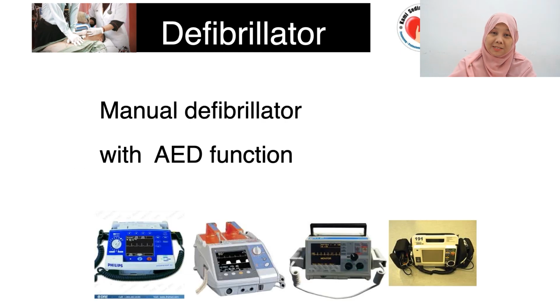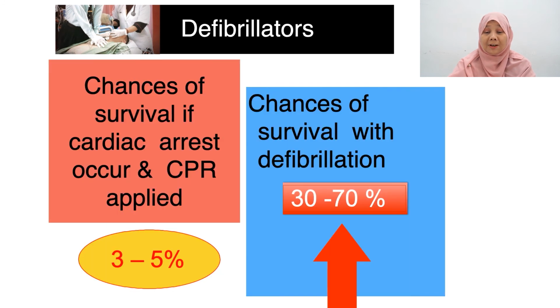If you remember from the chain of survival, early defibrillation is vital. Why is it so? It's because the chance of survival when a cardiac arrest occurs and CPR is applied is 3 to 5%, but the chance of survival with defibrillation is 30 to 70%.